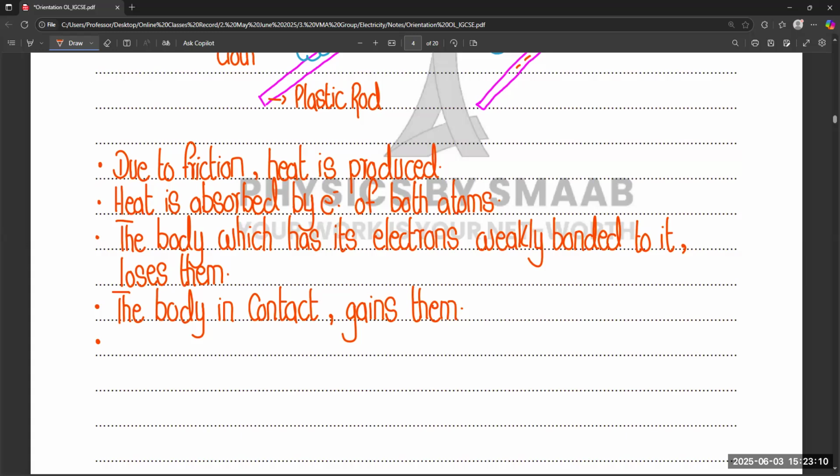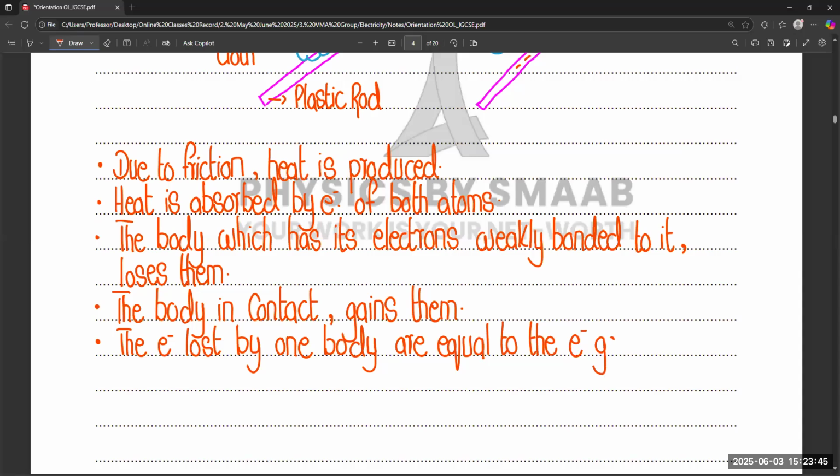And one more thing, just like we mentioned in the diagram, the number of charges must be equal. So the electrons lost by one body are equal to the electrons gained by the other.